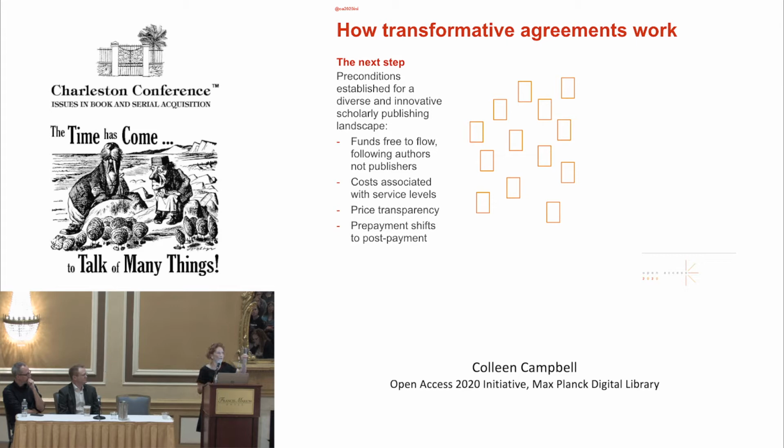The funds actually follow the authors and their articles. And that is something that's going to bring us into a world where funds are free to flow, following authors, not publishers necessarily. The costs are associated at the service levels and are transparent. We know exactly how much it costs to publish an open access article. With that transparency, we can get a little more pressure on the pricing, right, from our side, from the library side. And in an ideal world, move toward a world of post-payment rather than prepayment, right?